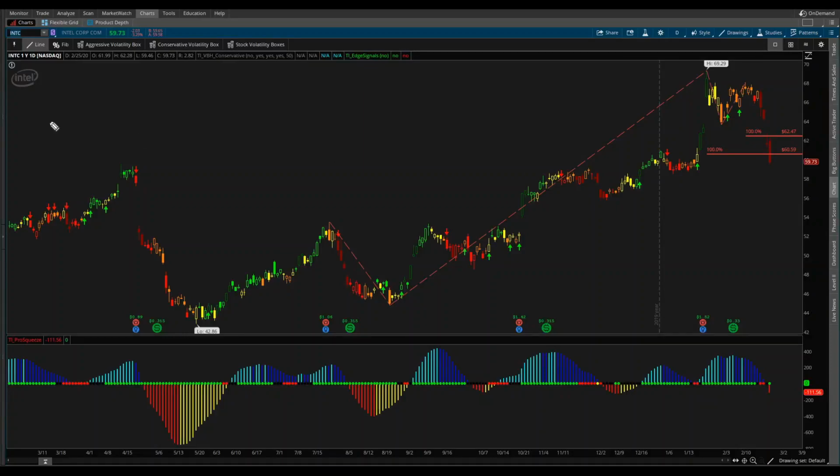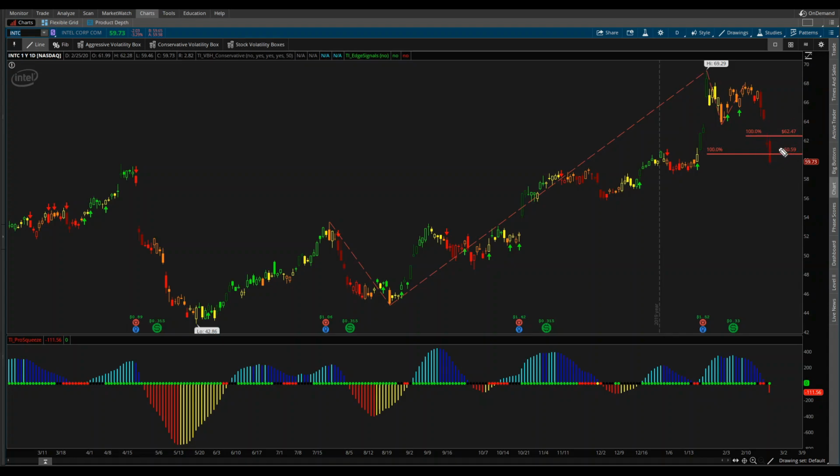Over the weekend, we talked about a trade that was setting up in Intel. We built out the trade using Fibonacci levels. We had the two levels of 62.47 and 60.59. With yesterday's activity, we gapped down below this fib level, and so the second fib level is the one that we started to look at.